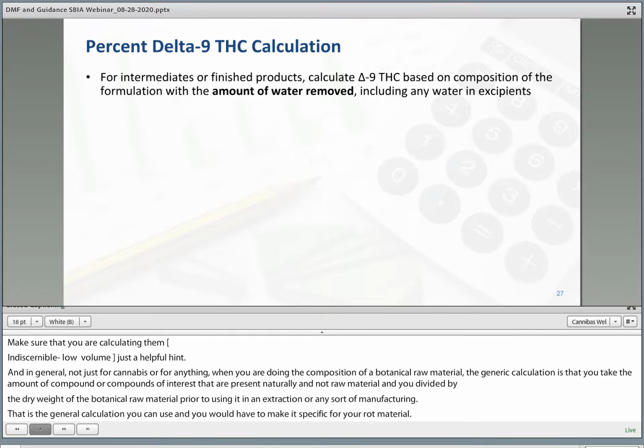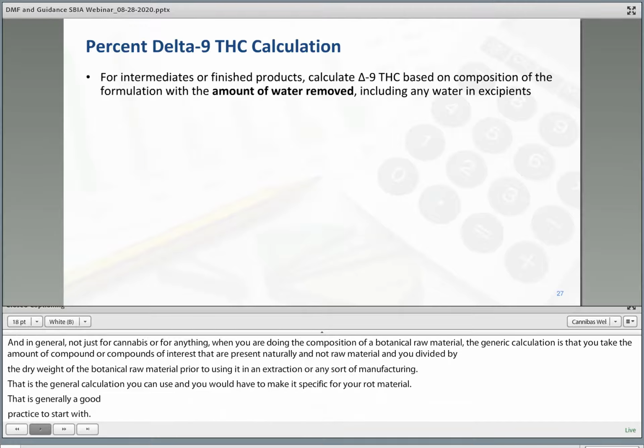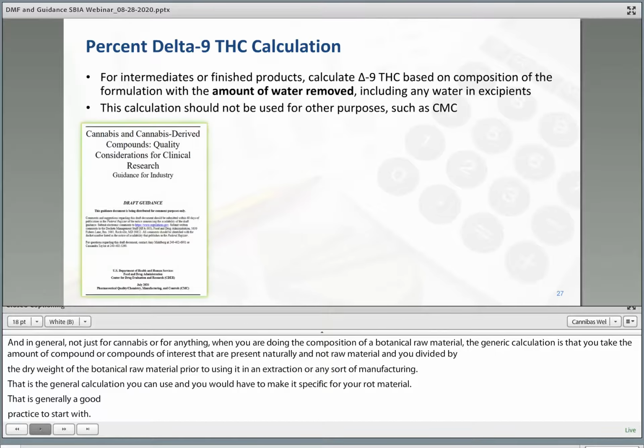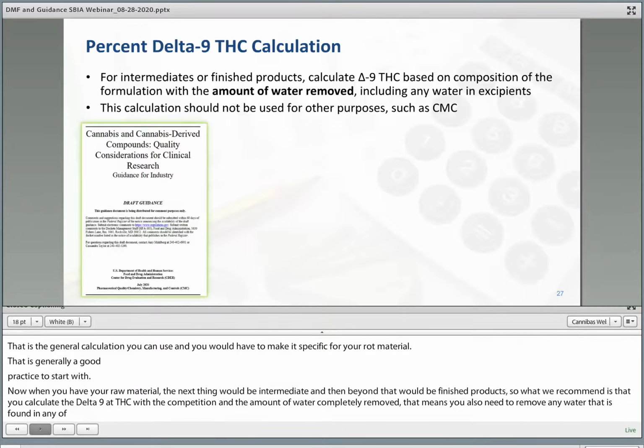Now, when you have your raw material, the next thing would be intermediates, and then beyond that would be finished products. And so what we recommend is that you calculate that delta-9 THC based on the composition of the formulation with the amount of water completely removed. That means you need to also remove any water that is found in any of your excipients in your final product formulation. This calculation should not be used for other purposes such as CMC.